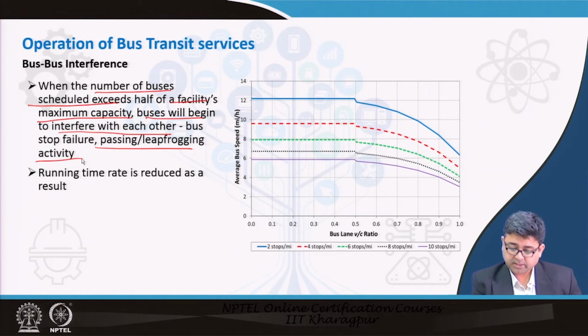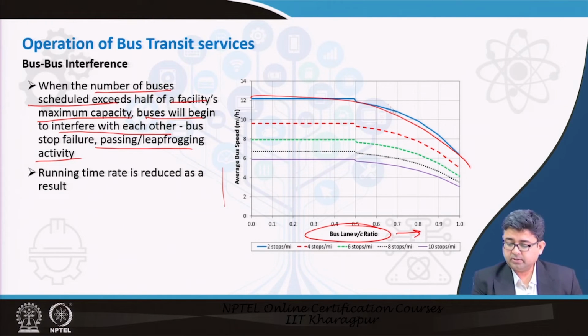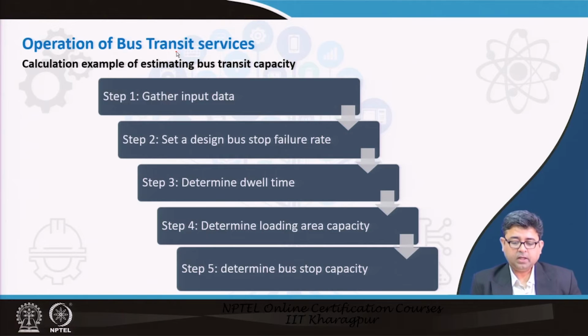So, what happens to the bus speed? You see the average bus speed starts going down when the bus lane V by C ratio starts going up. There are more buses than the capacity that the facility can hold. So, as that keeps on increasing, your bus speed goes on reducing. So, you never want too much bus bunching going on in your system. So, these are the generic steps that are usually done in order to estimate the bus transit capacity.